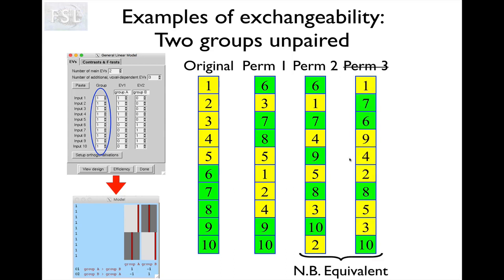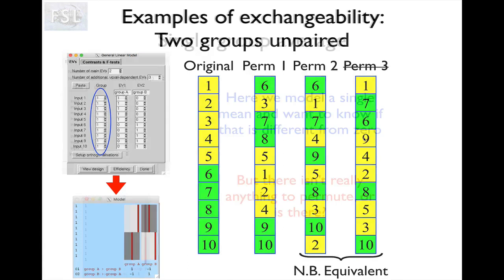We need to be aware that there are permutations that are equivalent. So permutation 3 is not identical to permutation 2, but you have the same subjects in the first group as you have in permutation 2, and you have the same subjects in the second group as you have in permutation 2. So permutation 3 is equivalent to permutation 2, so this is a non-allowed permutation. But this is something that randomise will take care of for you, so it will only do the allowed ones. So this was one example of exchangeability, two groups unpaired, no problems at all, right?